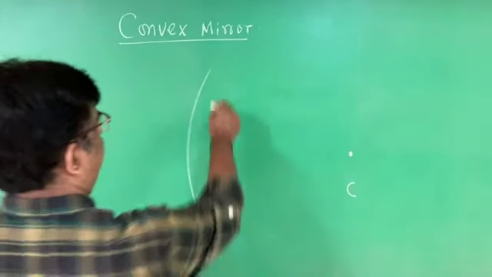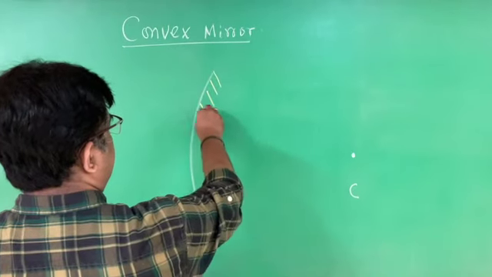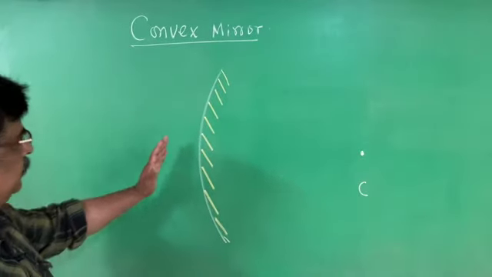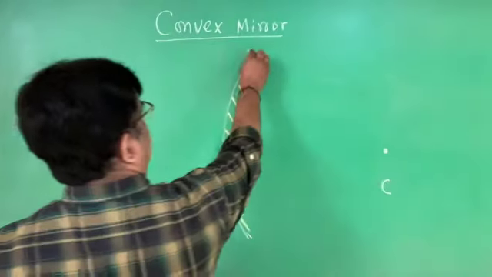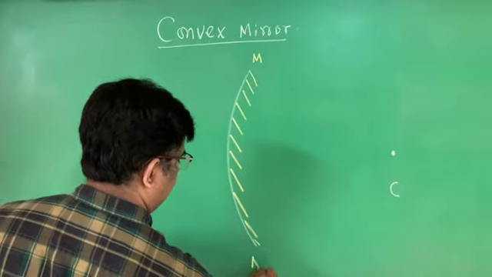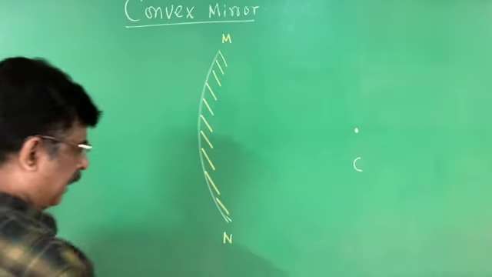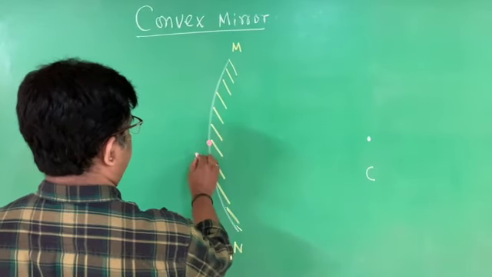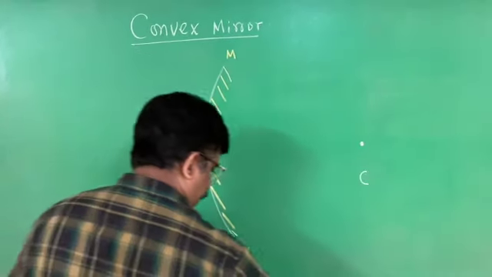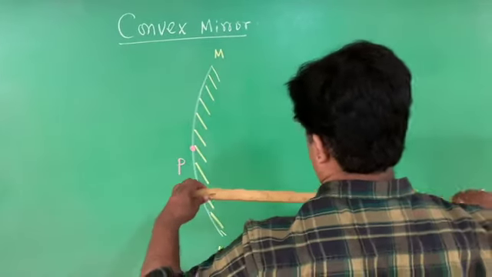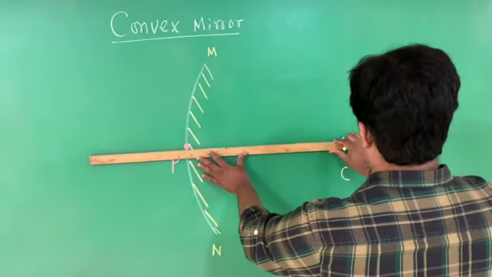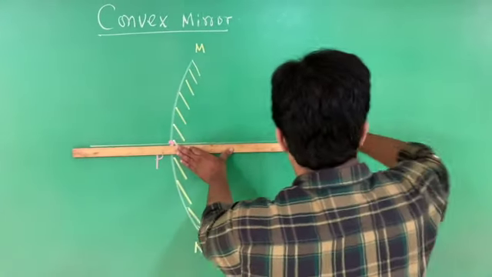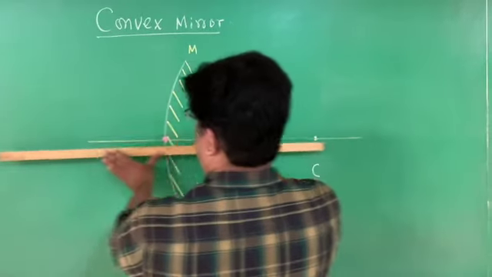See, this is the painted surface, and this is the reflecting surface. And this is the aperture. ML is the aperture of the mirror. And the midpoint of the mirror is called the pole of the mirror. This is the pole of the mirror, P. When I join this pole of the mirror and the center of curvature, I get the principal axis. This is the principal axis.